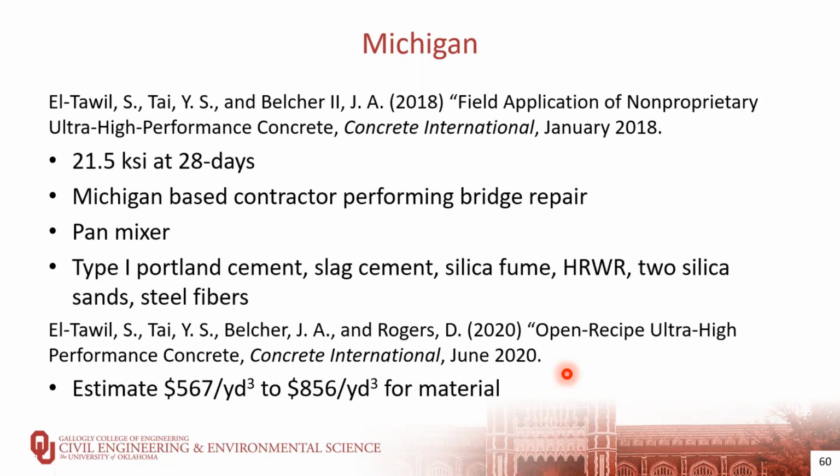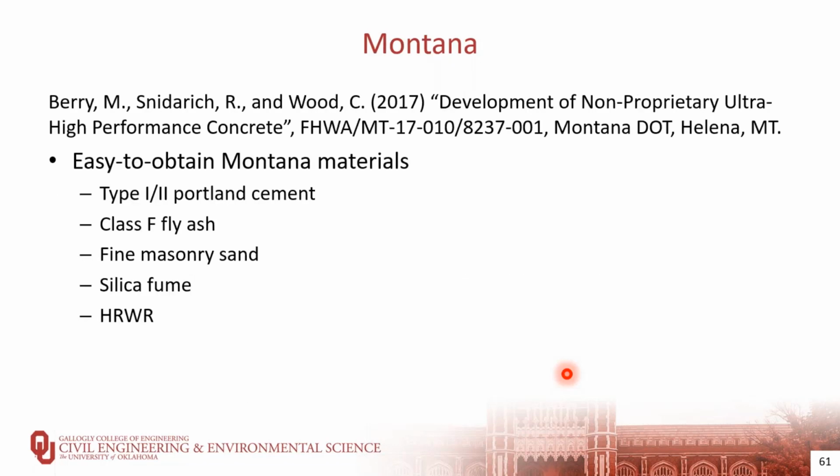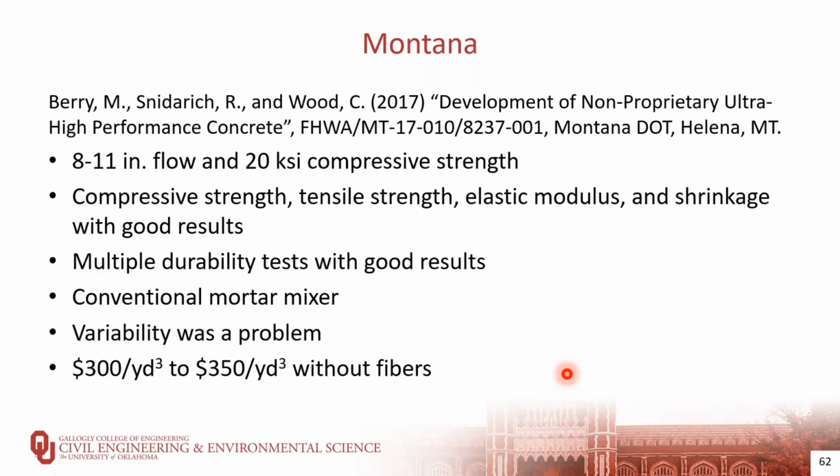And then in some of their published works, they estimated costs of non-proprietary UHPC in the $560 to about $850 per cubic yard. A study sponsored by Montana DOT looked at materials available in Montana, found up to a 20 KSI compressive strength, good material properties and durability, and then had an estimated cost of $300 to $350 per cubic yard without fibers, which if you added fibers would probably about double that amount.